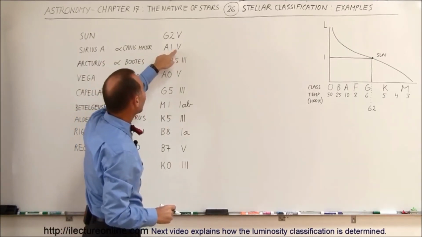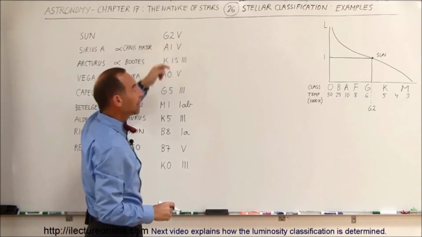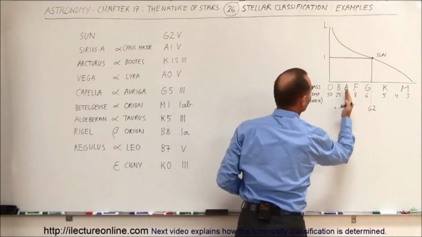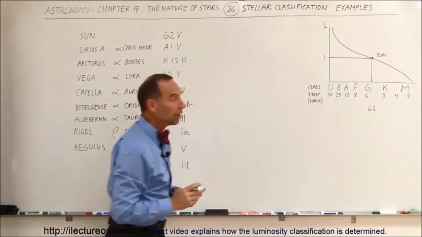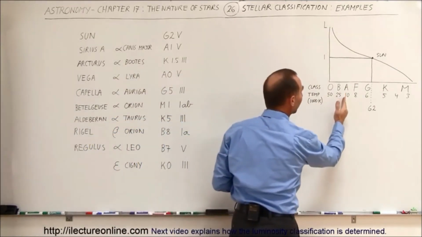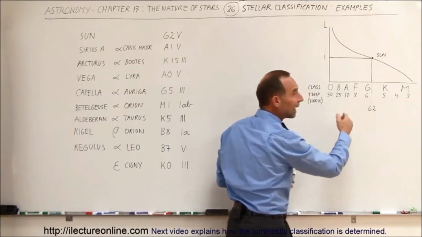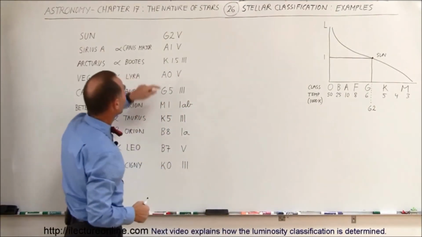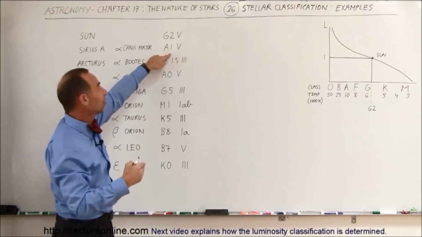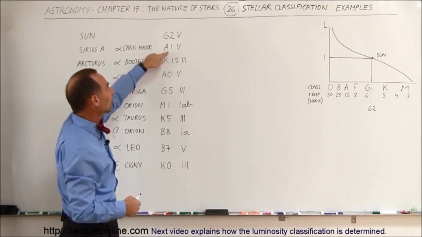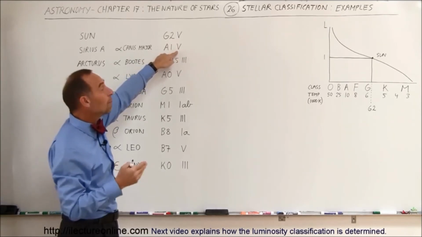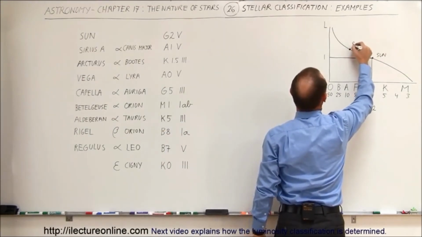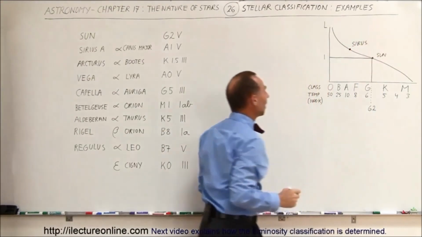classification is A1V. So A means that it's bigger, brighter, and more massive than the sun. Notice that the A is over here, surface temperature of about 10,000 Kelvin. Now notice that A will go from A0 to A9. By the time you get to A9, the surface temperature is about 8,000 Kelvin. A0, the surface temperature is about 10,000 Kelvin. So A1 would indicate that it's just slightly less than 10,000 degrees on the surface. And V means that it's also a main sequence star. So it looks like Sirius would be somewhere in this region on the HR diagram.